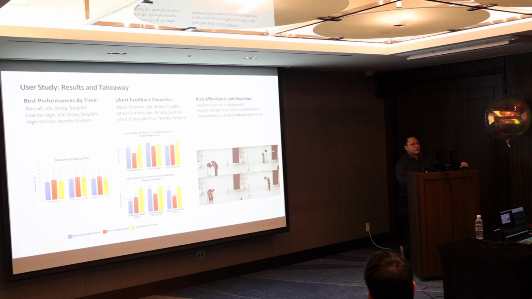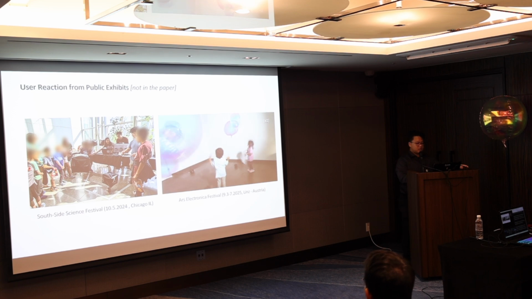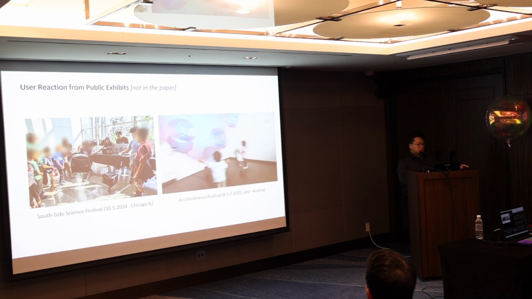But one thing that we learned from our user study was that our system allows for rich affordances and interactions. While we intended the robots themselves to act as more of a stagehand, many of them found themselves as a common companion, which we have also found with previous papers. Height change has also affected the preferences, whether or not someone likes a control method going from a high location to a low location, or vice versa. And it's also often related back to childhood memories.